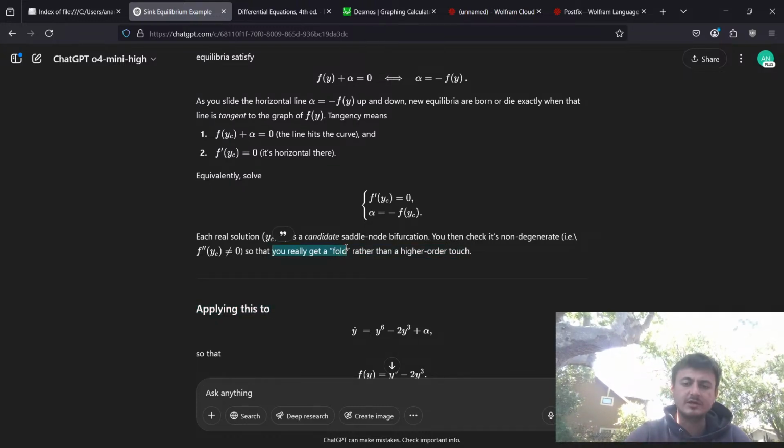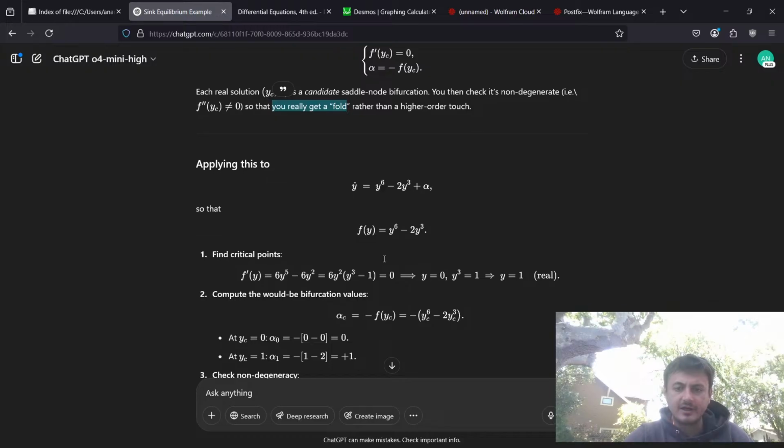A fold? I don't know what a fold is. Find the critical points. Yeah. Then you compute.